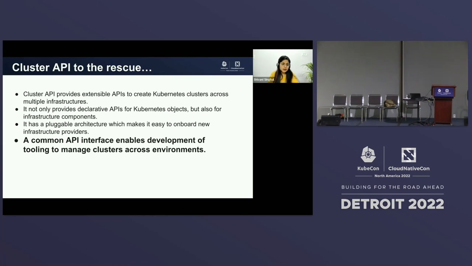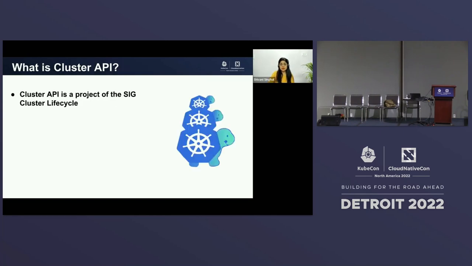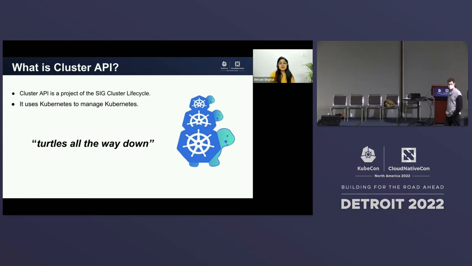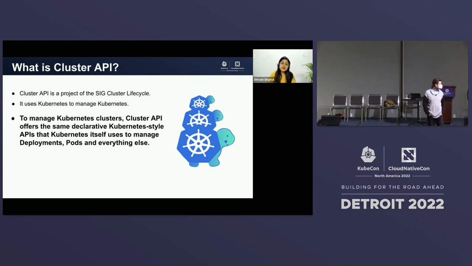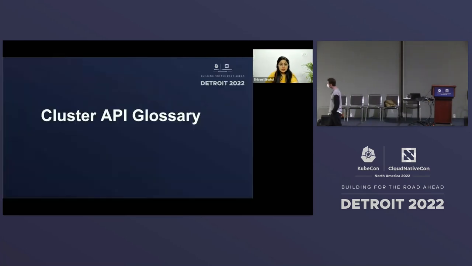So now we understand how Cluster API helps and what Cluster API is, but let's now look at the official definition of Cluster API. We also call it CAPI, and it's a project of SIG Cluster Lifecycle. It uses Kubernetes to manage Kubernetes, which is also referred to by the CAPI logo, turtles all the way down. And by official definition, Cluster API is a Kubernetes project to bring declarative, Kubernetes-style APIs to not only manage Kubernetes objects like pods and deployments, but also to help in cluster creation, configuration, and management. So here we are done with the Cluster API basic introduction.